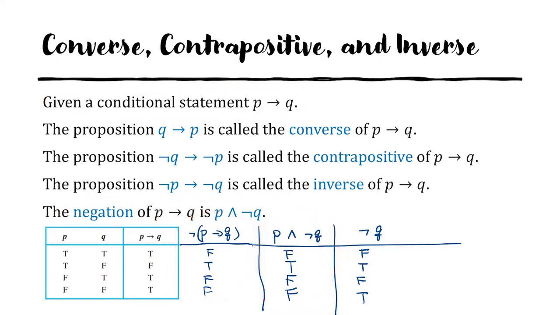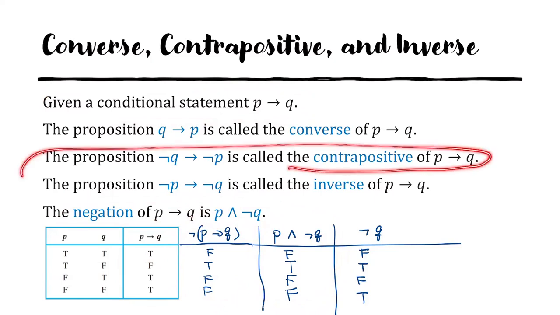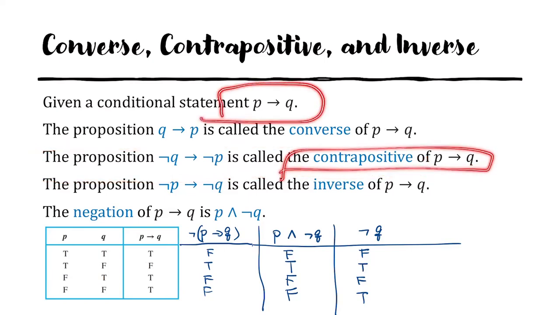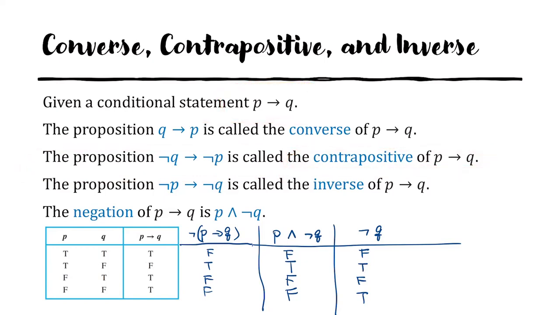I also did the truth table for the contrapositive because I want to show you that the truth table for the contrapositive of P implies Q is the same as the truth table for P implies Q. The other two I didn't do, so you can try to do a truth table for Q implies P and not P implies not Q, and you will see that their truth tables are not the same. So that's an exercise you could do.